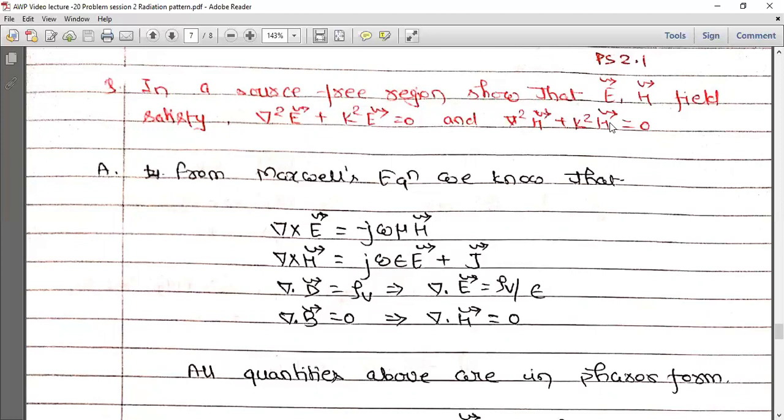We know that when an electromagnetic field is present in a particular region or at any particular point, all four Maxwell equations should be satisfied at that point. In phasor terms, the Maxwell equations are given by these equations. Del cross E phasor is equal to minus j omega mu H. Del cross H is equal to j omega epsilon E plus J. Del dot D is equal to rho v, and del dot B is equal to 0.